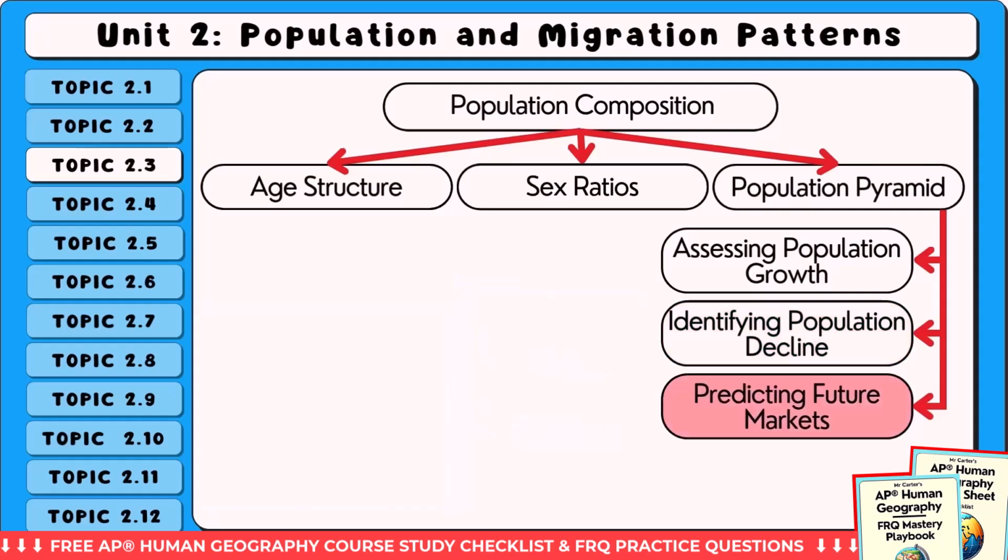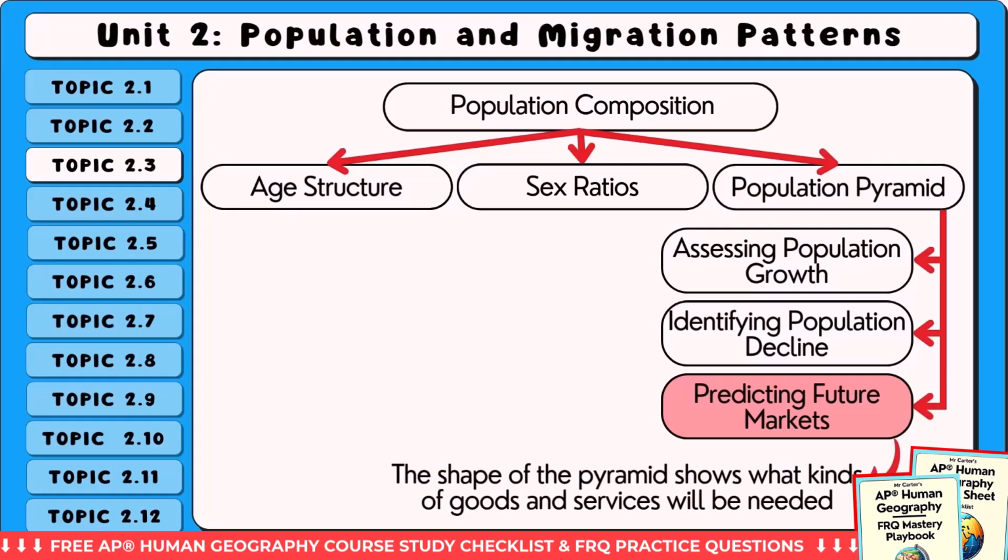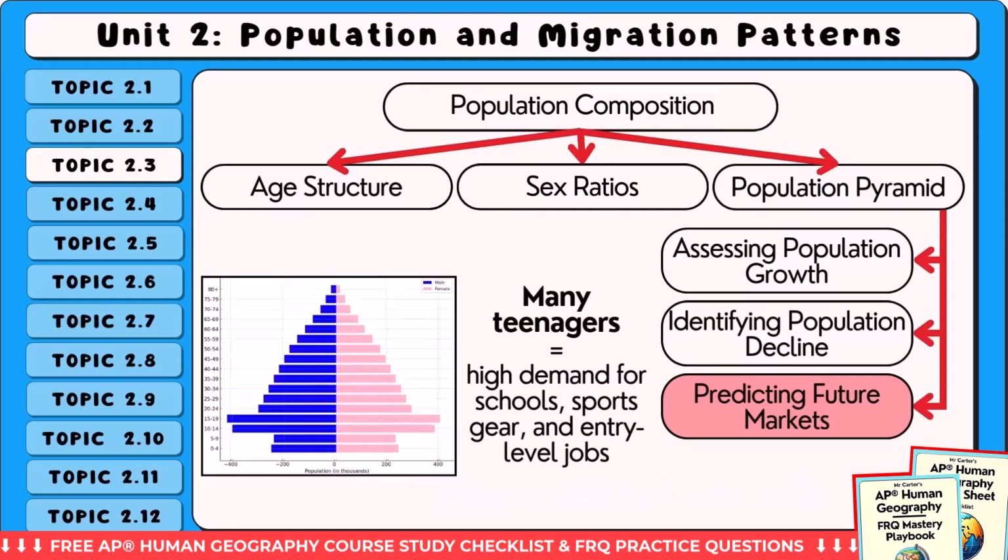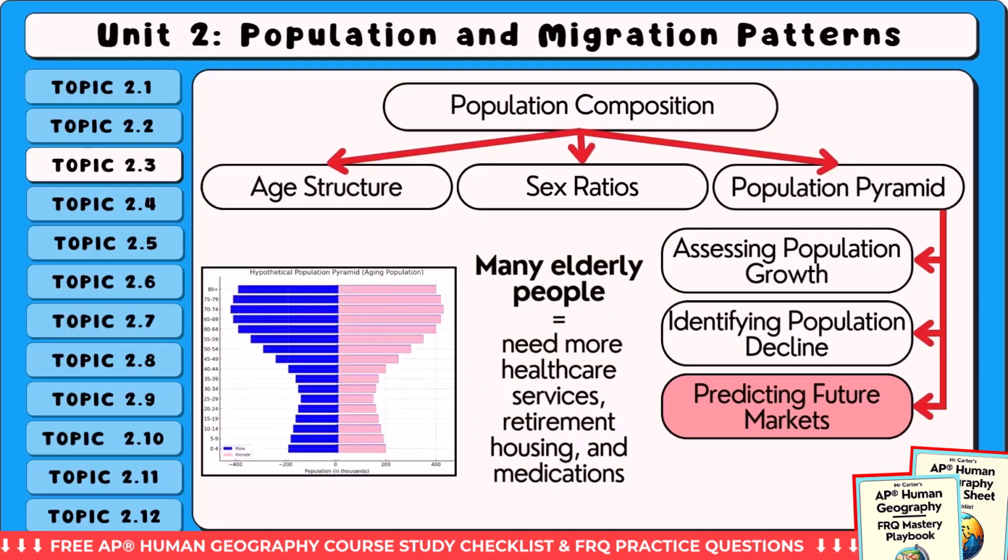Finally, population pyramids help predict markets. The shape of the pyramid shows what kinds of goods and services will be needed. For example, a country with many teenagers might see high demand for schools, sports gear, and entry-level jobs. A country with many elderly people might need more healthcare services, retirement housing, and medications. Businesses use this information to decide where to expand, and governments use it to plan for future services.